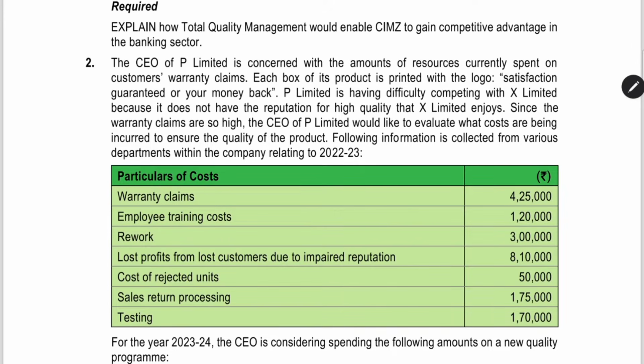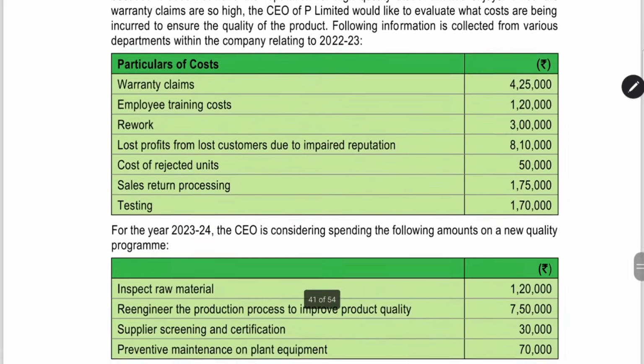We have a company, and in that company, we are selling a product. Each box of its product is printed with the logo, satisfaction guaranteed or your money back. This is the tagline printed on the box. P Limited, the company, is having difficulty competing with the competitor. It does not have a reputation for good quality, so there are high warranty claims. The CEO of the company would like to evaluate what costs are being incurred to ensure that the quality of the product is good. Following information is there.